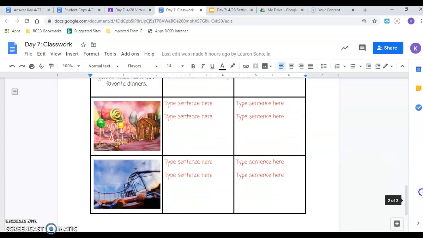Okay, now these ones are tricky. So now you're going to tell me 2 sentences about what time of day it is, what time of year it is, and where this house, this little candy house, is. Tell me 2 sentences describing it, the time and the place. Okay, now we've got a roller coaster. Tell me what time it is, what time of day, what season, what year it is, and then over here you want to tell me the place. Where are you? What state are you in? What city are you in? What roller coaster are you on?